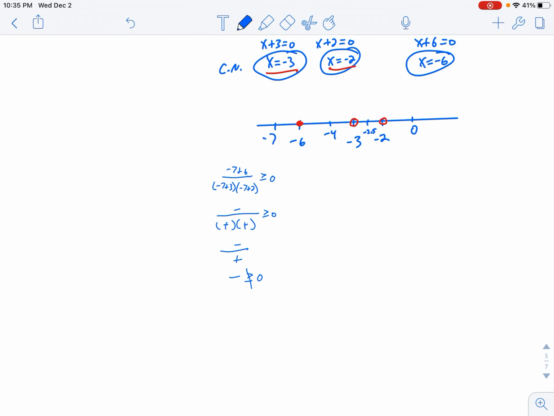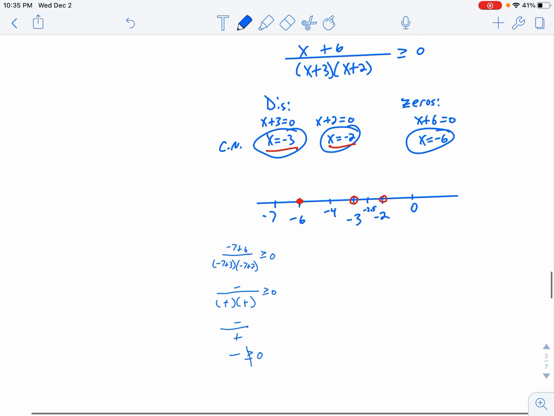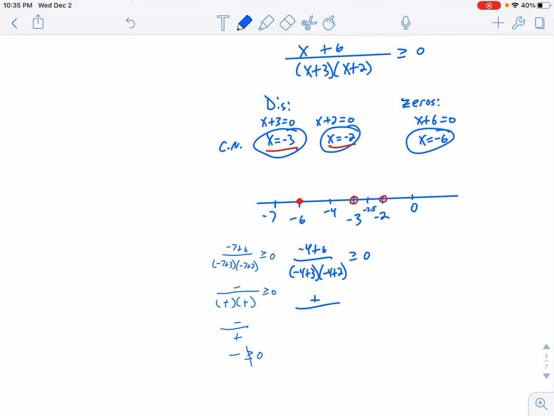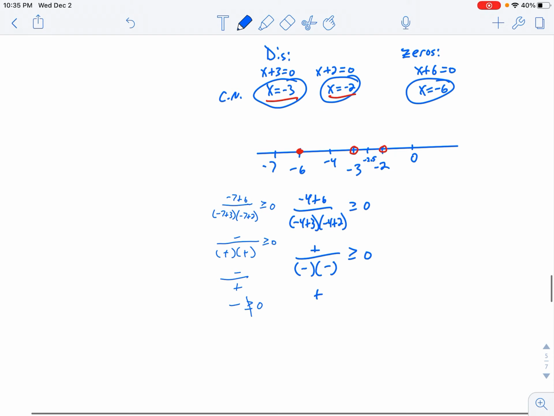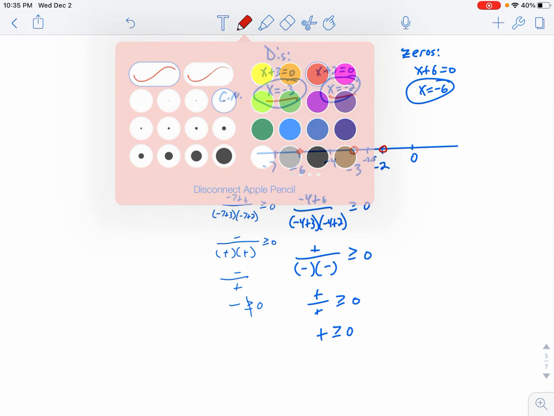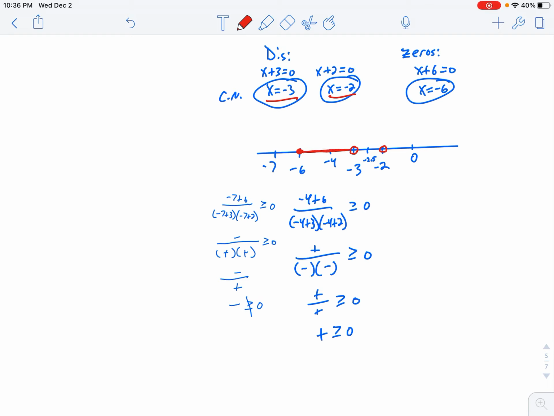Negative 4. So negative 4 plus 6 over negative 4 plus 3 times negative 4 plus 2. Is that greater than or equal to 0? Negative 4 plus 6 is a positive number. Negative 4 plus 3 is a negative number. Negative 4 plus 2 is a negative number. Negative times negative equals a positive. Is a positive greater than 0? Yes. That gets shaded in. Let's take negative 2.5.